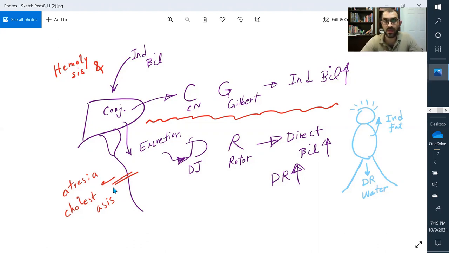Direct bili is water soluble. Direct is conjugated. Indirect is unconjugated. So what's happening is indirect bilirubin, unconjugated, which I am thinking of as hemolysis, comes into my liver, gets conjugated in my hepatocytes, and gets excreted through the bile ducts. That's the story of bilirubin.